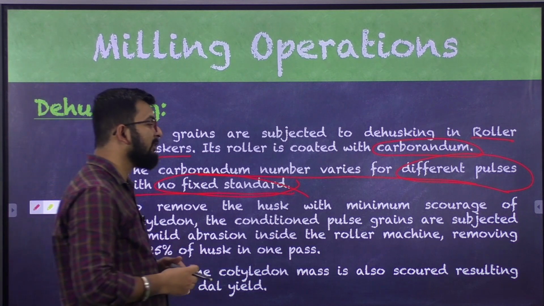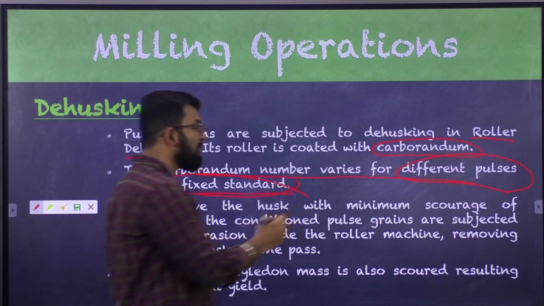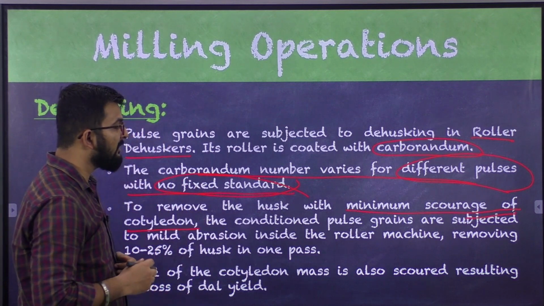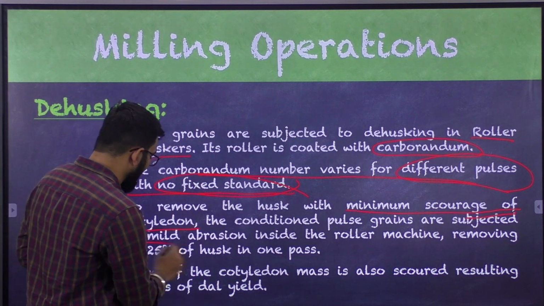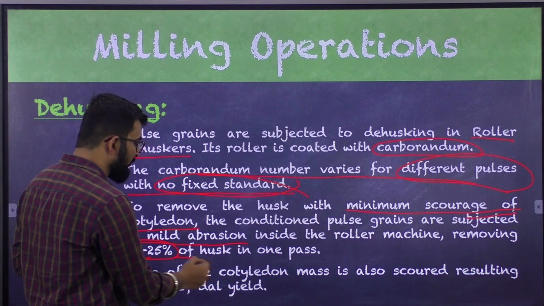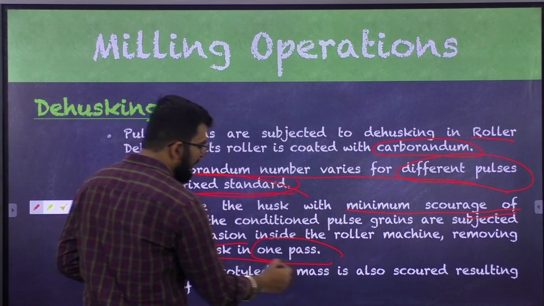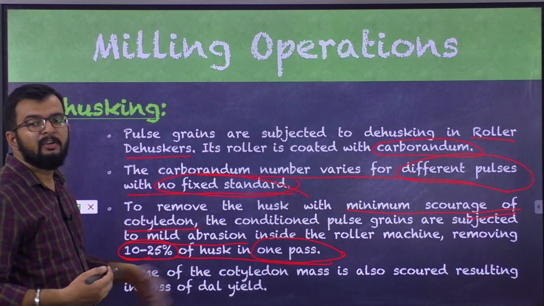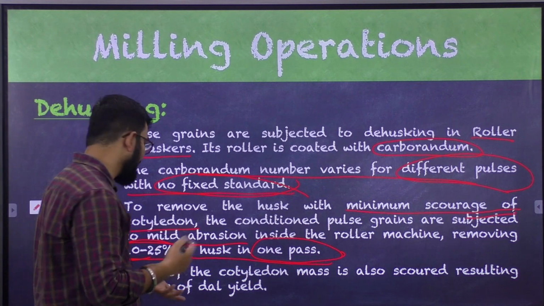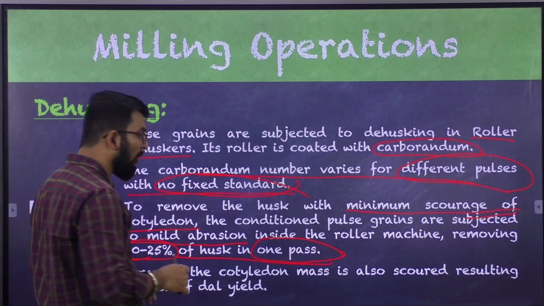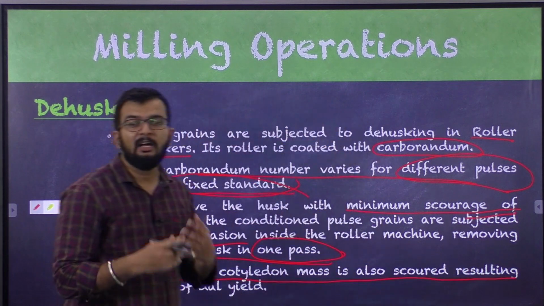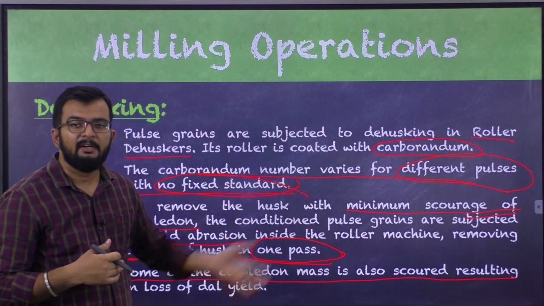To remove the husk with minimum scoring of cotyledons, that is minimum powdering of the cotyledon, the conditioned pulse grains are subjected to mild abrasion inside the roller machine, removing around 10 to 25% of the husk in one pass. Some of the cotyledon mass is also scored, resulting in loss of the dal yield, that is total weight.